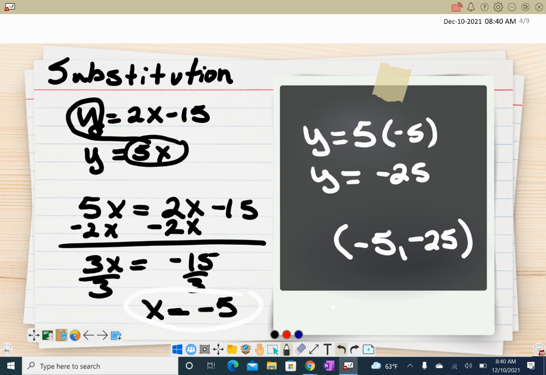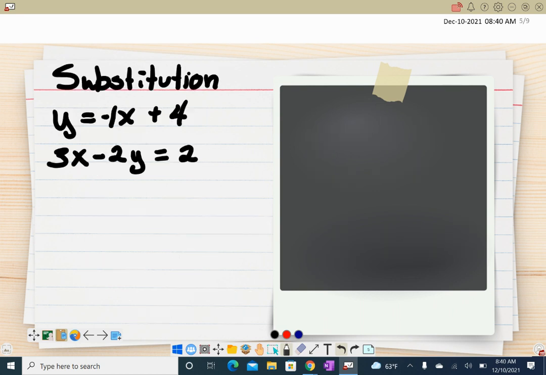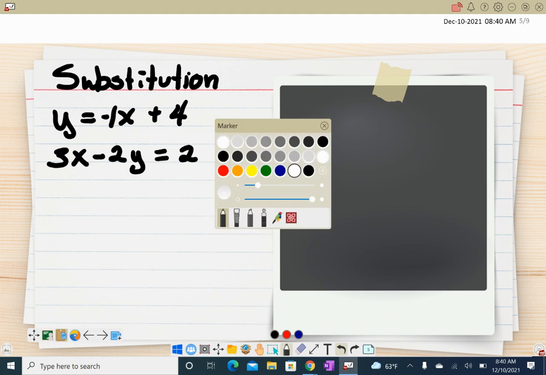Okay? Substitution. Sub in for a y or for an x if that's what it gives you. Solve the equation. Go back to plug in to find your second variable. Let's try one more of those. All right, this one's a little bit different looking.